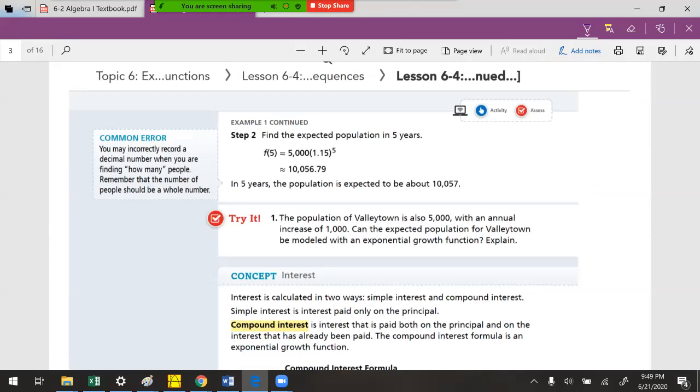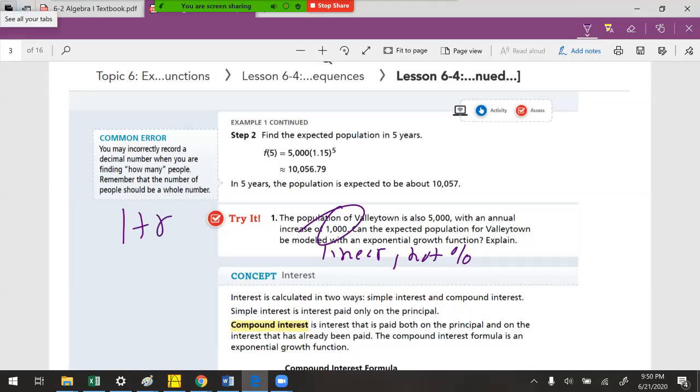Let's look at this one here. This right here, actually, it's increasing by 1,000. It's not increasing by a percentage, okay? This is gonna be linear, because it's not a percentage. If it's not a percentage, it's gonna be a linear growth, not an exponential growth, okay? Keep that in mind, okay?